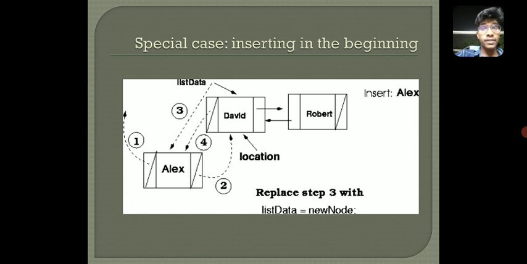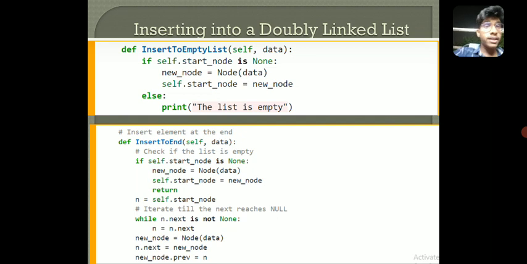In the special case of inserting at the beginning, we need to replace step 3 with list data is equal to node. With Alex, David and Robert, we need to insert Alex as the first data. So inserting into a doubly linked list, inserting an element at the beginning can be written in Python as def insert_to_empty_list(self, data): if self.start_node is None, new_node is equal to Node(data), self.start_node is equal to new_node, else print the list is not empty.